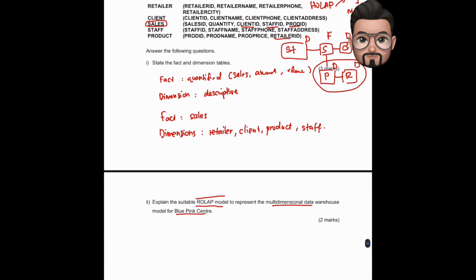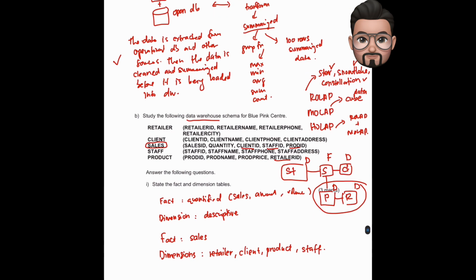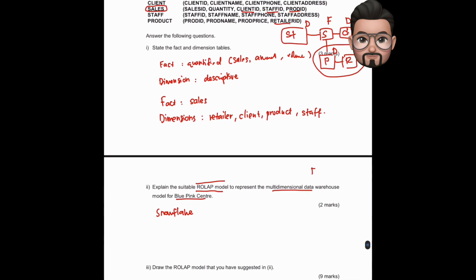Okay, so by right, the suitable ROLAP model is the snowflake model. Because star schema has only the fact table, and the rest are dimensions. But if you have a dimension to dimension relationship, this is what we call a snowflake schema. Okay, so 2 marks: snowflake schema. Why snowflake schema? Because we have a dimension to dimension relationship.